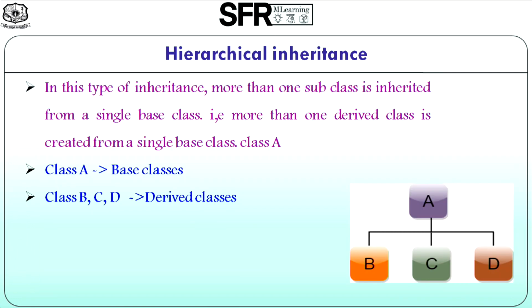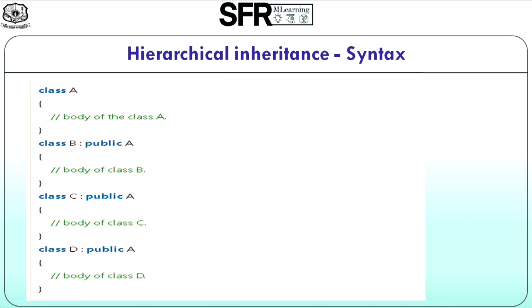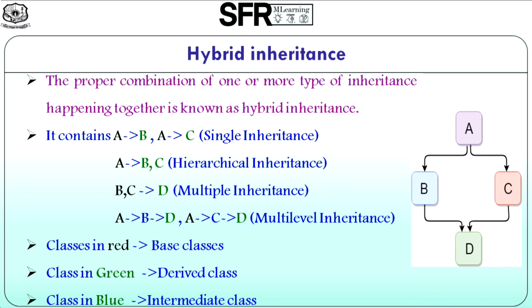Hierarchical inheritance. In this type, more than one subclass is inherited from a single base class. That is, it forms a tree-like structure. More than one derived class is created from the single base class. Class A is a base class, B, C, D are the derived classes. In this example, class A is a base class, and classes B, C, D are the derived classes. They inherit the base class A.